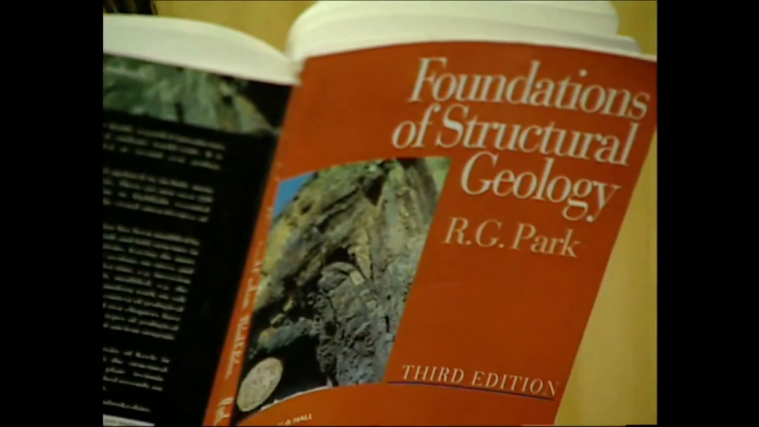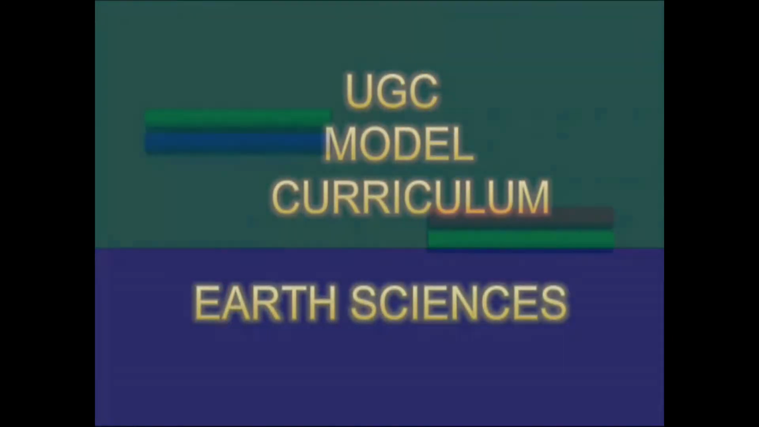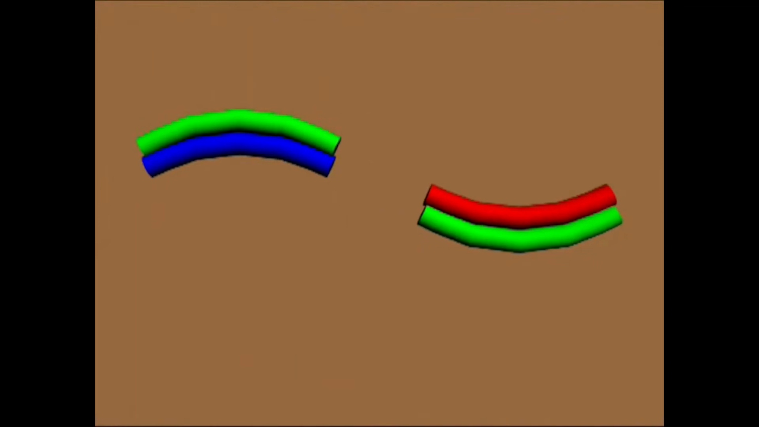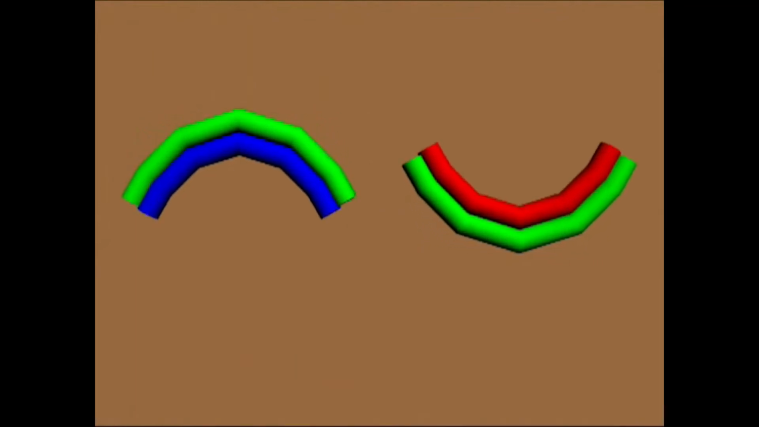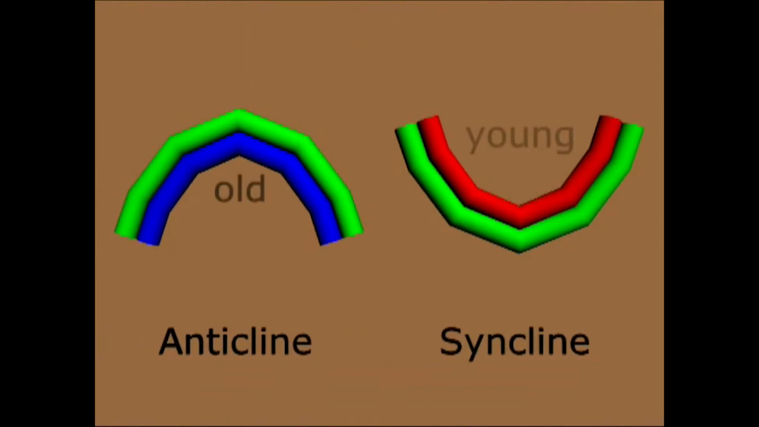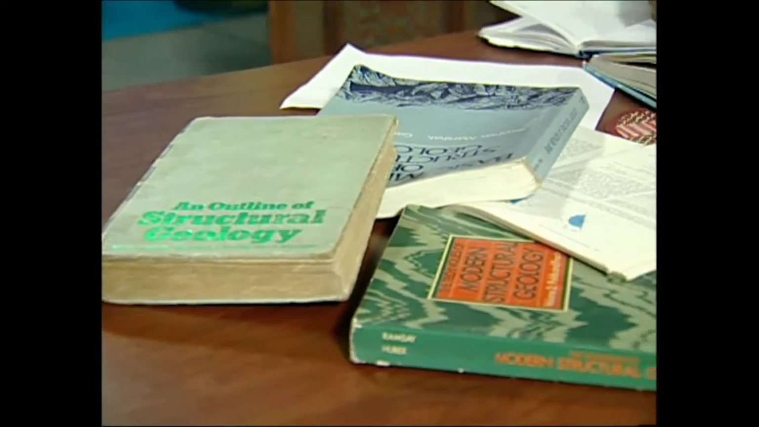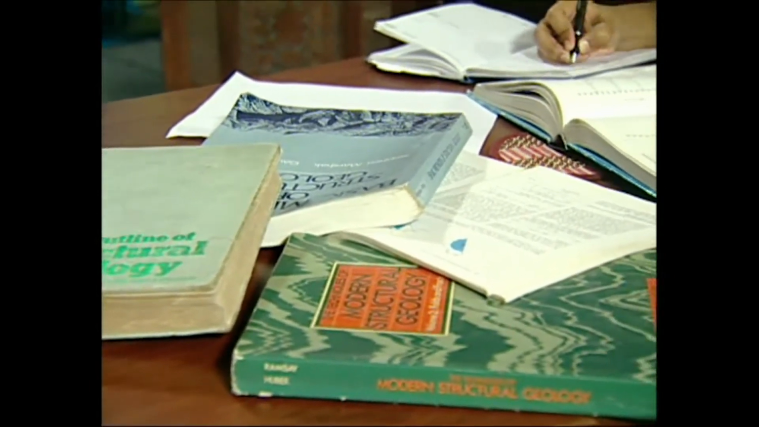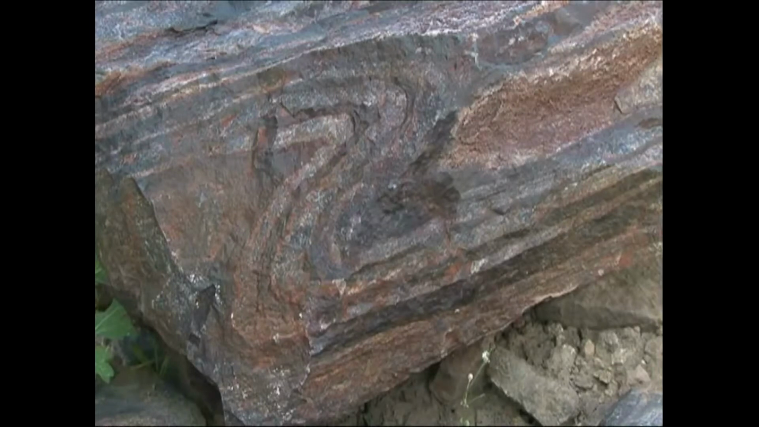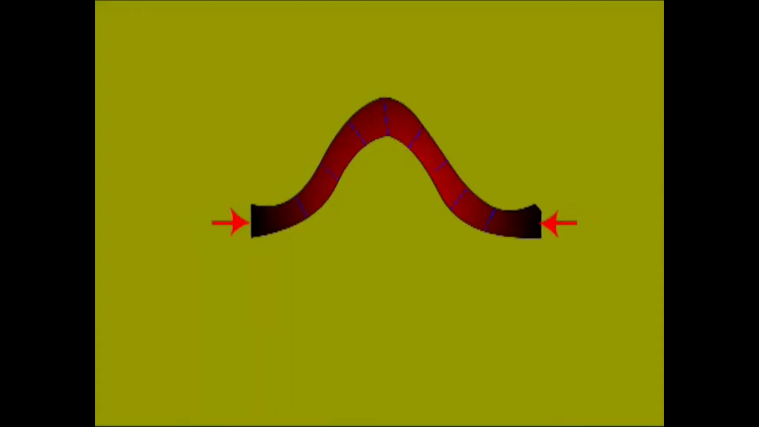The first paper of the UGC model curriculum has covered the introductory part of structural geology, and the sixth paper of the curriculum is fully based on the topics of structural geology. The sixth paper of structural geology includes the following topics: fold morphology, geometric and genetic classification of fold, mechanics and causes of folding.